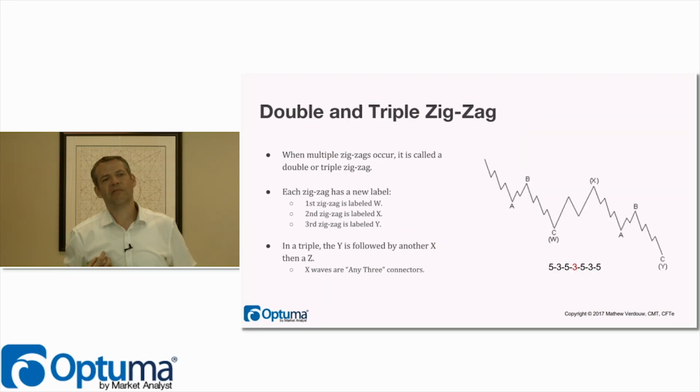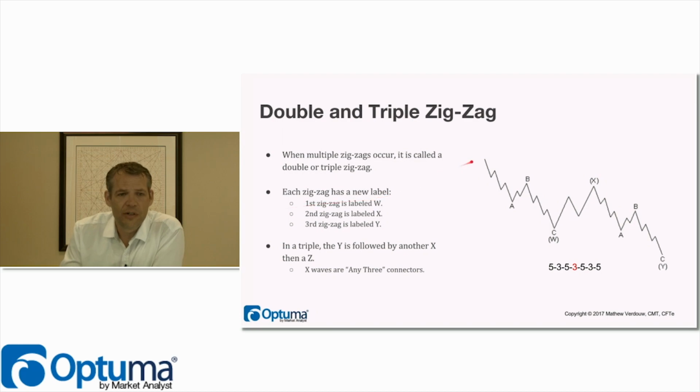When you get these really complex corrections, which can happen where it can grind on and on and on, what we call that is either a combination, which we'll talk about, or, as in the example here, a double and triple zigzag. So in this case, what we've got is a zigzag, which is made up of your typical 5, 3, 5 pattern. Then we have a 3 pattern, which is followed by another zigzag.